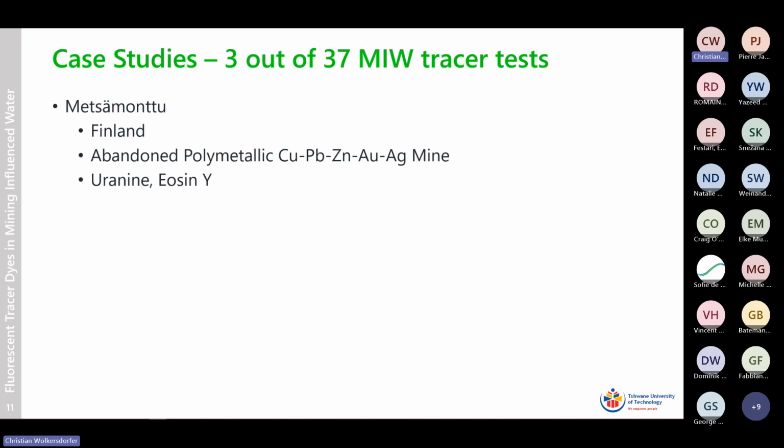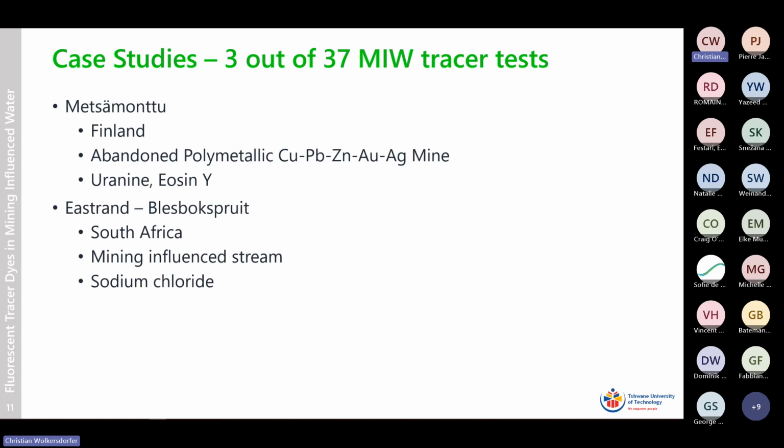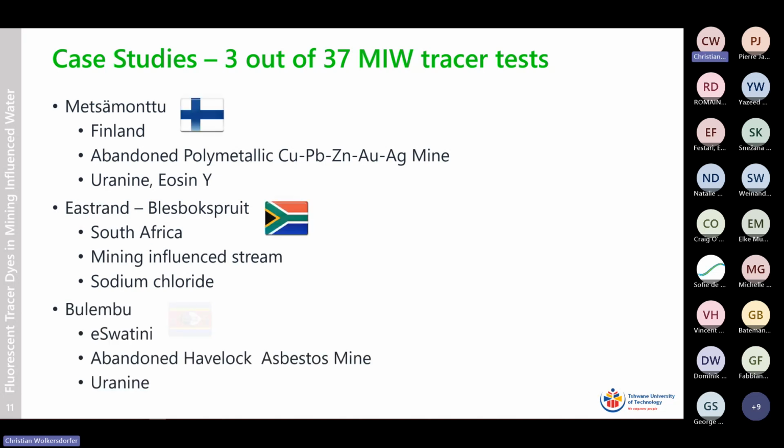So the first one I'm going to talk about is Metsämontu in Finland, which is an abandoned polymetallic mine, and we use uranine and eosine Y. The next one is the tracer test that Elke already spoke about in the East Rand here in South Africa along the Lesbos-Route. And we wanted to find out something about a mining influenced stream. And then finally, a tracer test that we conducted only a couple of months ago, 2 months ago in Bulembo. That's in Eswatini. You still might know it as Swaziland. And that's at the abandoned Havelock asbestos mine where we used sodium fluorescein.